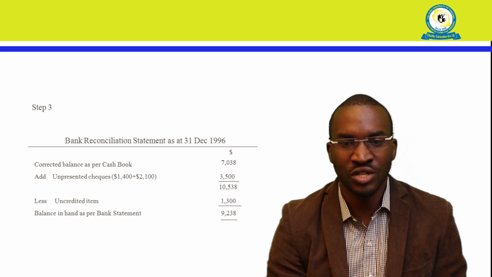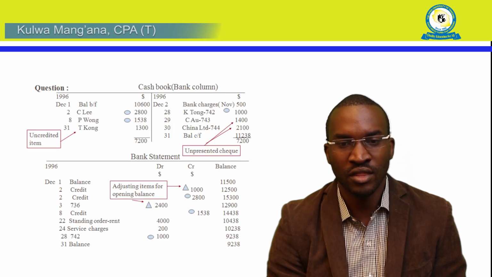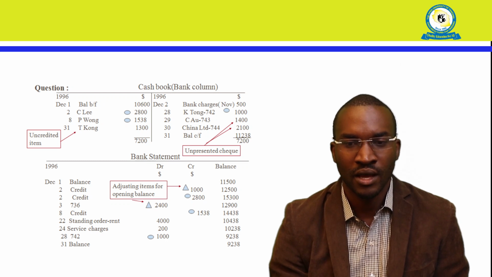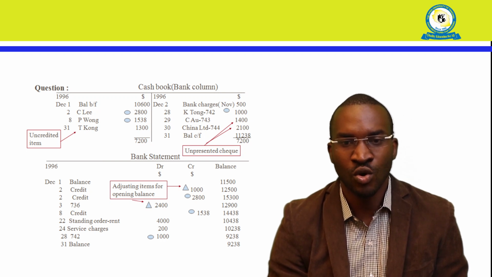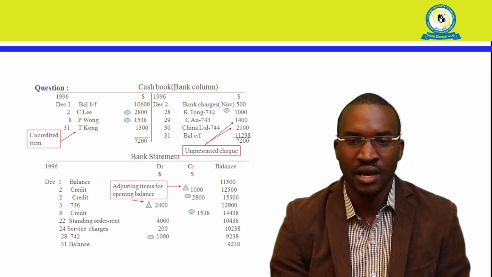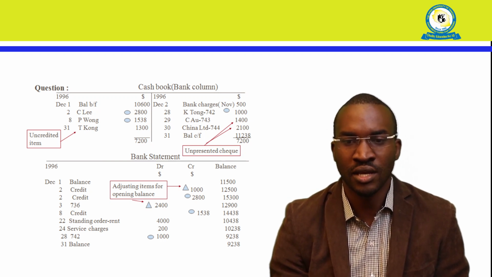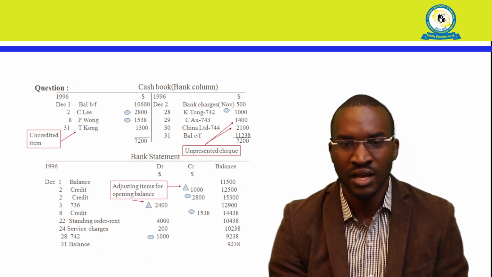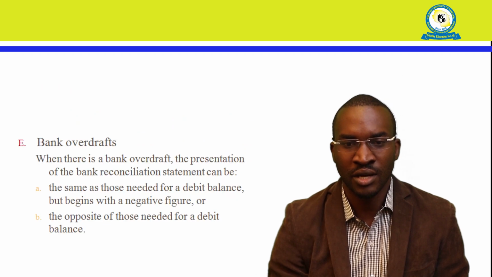You add unpresented checks, and then you less the uncredited amount. But look here, with unpresented checks, you're supposed to take that 1,400 and that 2,100. Now where did we get that 1,400 and 2,100? Go back to your cash book here. You'll see those elements that I put in color in a box and called unpresented checks. So these are the elements that I've taken and put here under the unpresented checks.